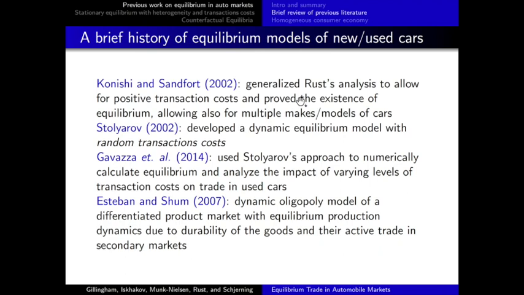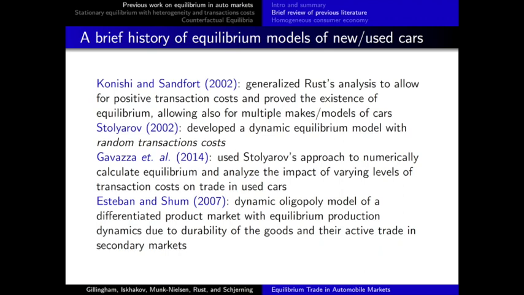So while they were not just proving the existence of equilibrium, he was computing it, and he got something called (S, s) rules. So the solution for the agent would be the optimal purchase age of a car. That's the S, and then the time when you want to replace a car is going to be S plus tau, where tau is the holding time. That's going to be the solution for that model, and it's going to be different for different types of consumers. Anyway, so this is what Stolyarov did, and he solved for the dynamic equilibrium with transaction costs using some of those ideas.